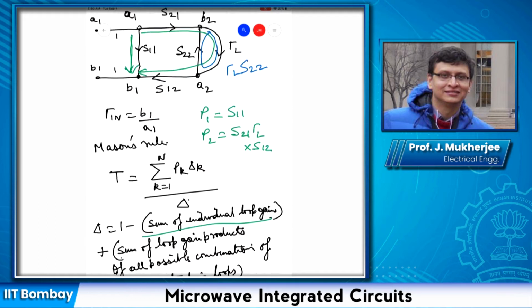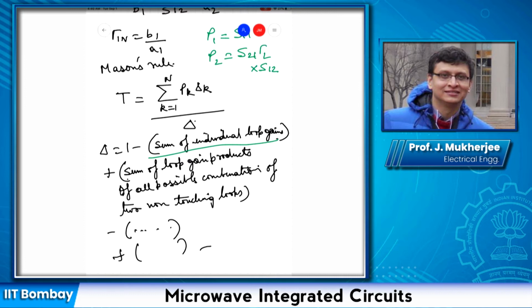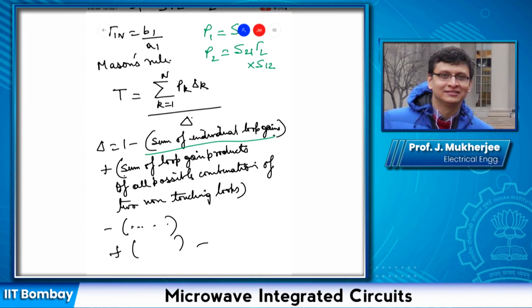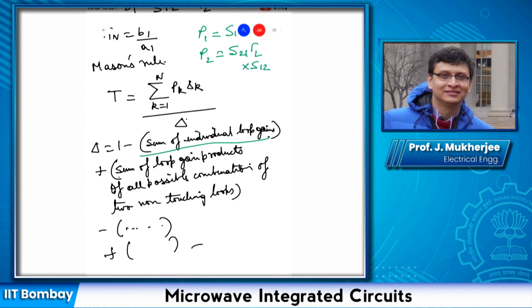So had there been two non-touching loops, we would have to multiply the gains of two loops taken at a time and then sum all those products. For this term, we would have to multiply the loop gains of three non-touching loops and then sum all those products, and so on. In this case, since we don't have these terms, only this term is present.